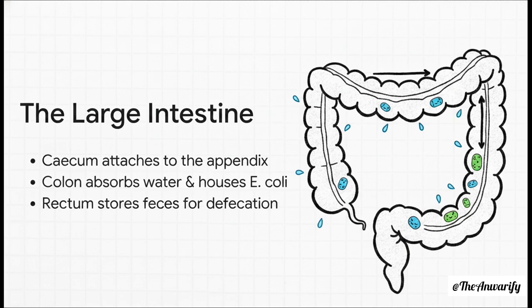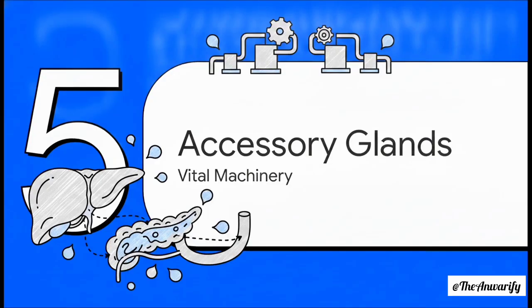Finally, the resulting dehydrated feces are stored in the rectum until voluntary and involuntary sphincters coordinate to allow for egestion, or defecation. Which brings us to section 5. To really understand the digestive tube, we have to look at the vital external accessory glands supporting it.